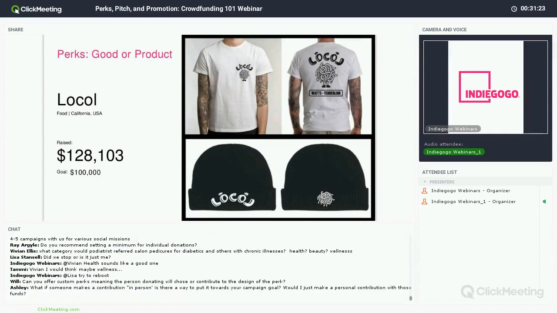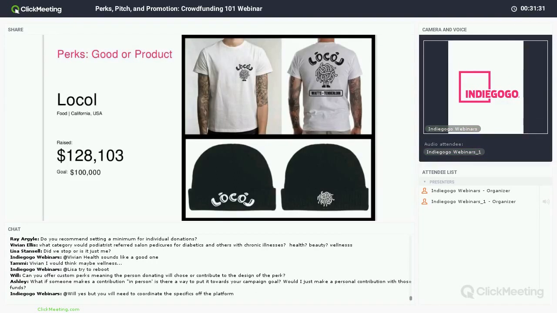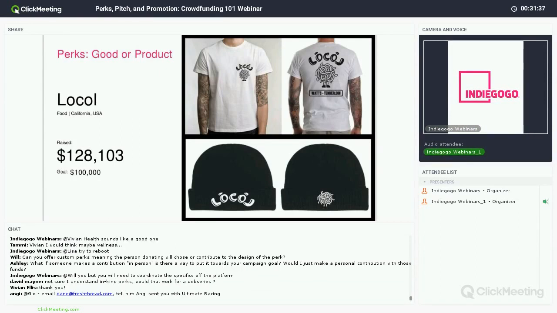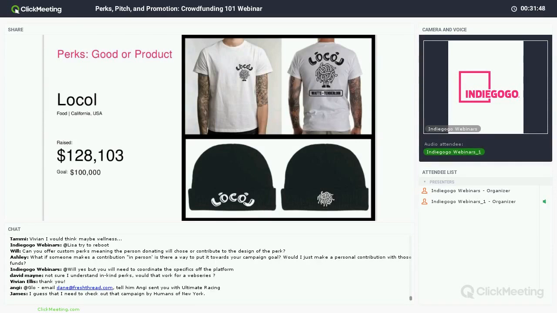And so good or product, I think this is the most common idea of what a perk is. If you have a hardware campaign, obviously the product that you are trying to create is the most important thing. And so this is going to be the type of perk that you offer. But for campaigns that are a little more amorphous, you might have t-shirts, or something else that you're offering. So t-shirt is a really common one, but you can think a little harder about it and do something like what Local did.